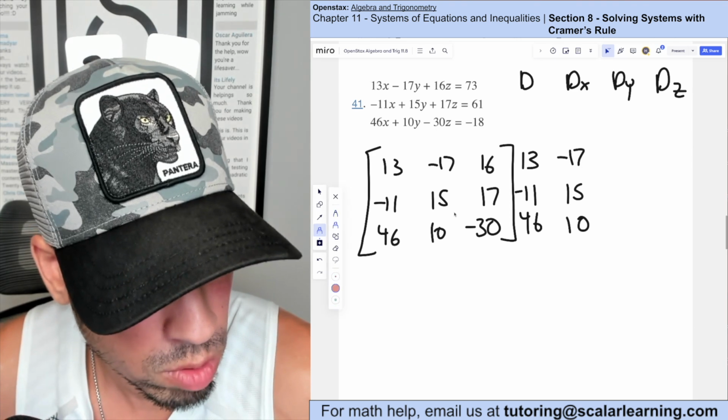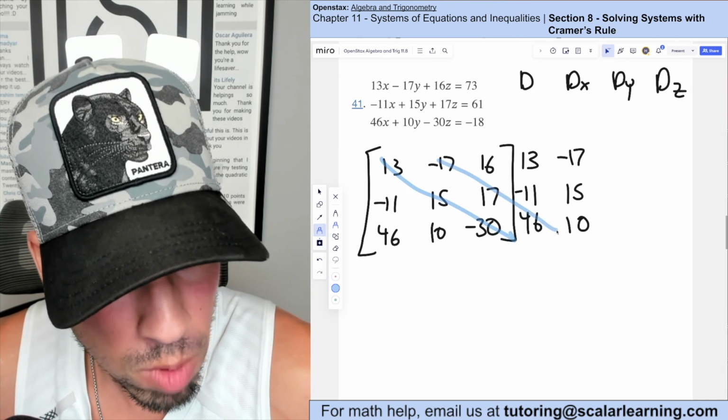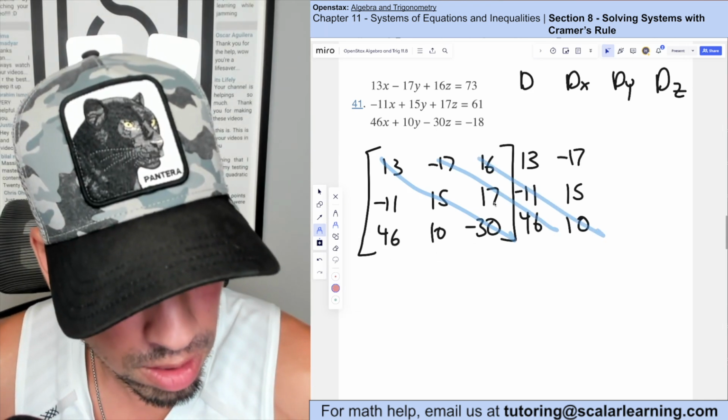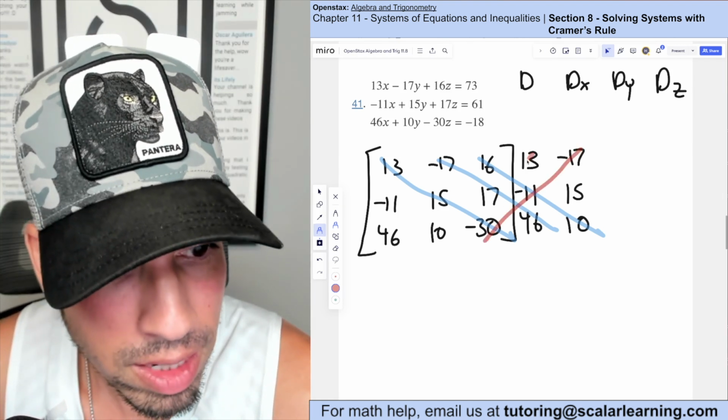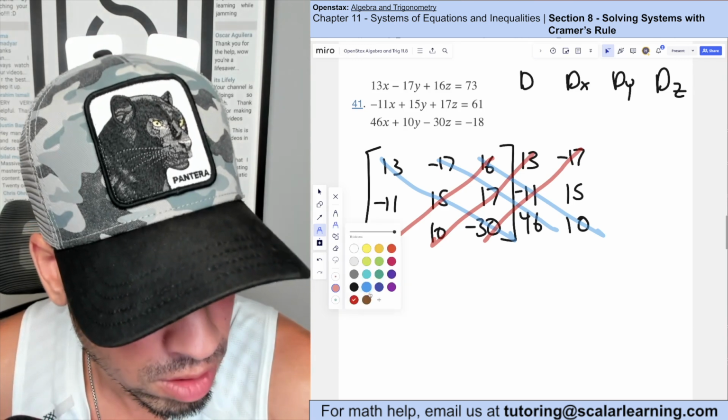And now we're going to do a little multiplication, okay? So starting up here, we're going to multiply. Now, those three products are going to be added together, and then we're going to take these products coming back in this direction like so, and each one of these are going to be subtracted. Okay, so let's write it out.